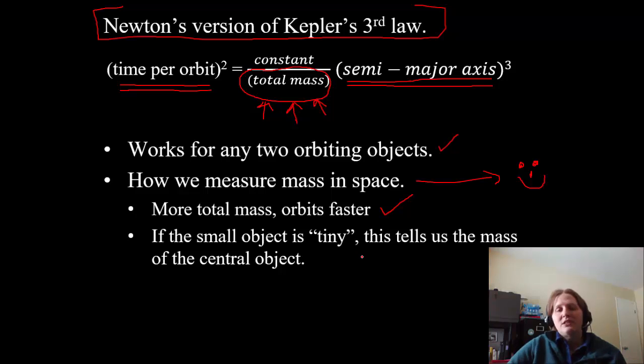Right. So it lets you find the total mass of both objects. But what if you just want the mass of one object? Then you're going to be looking for a lopsided pair. So let me show you this next animation to kind of go through this last bullet point.